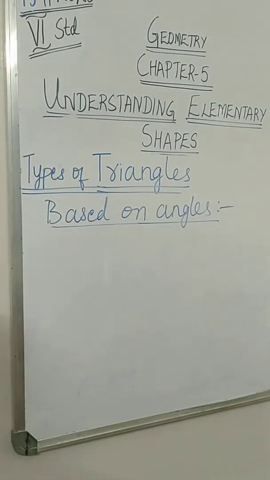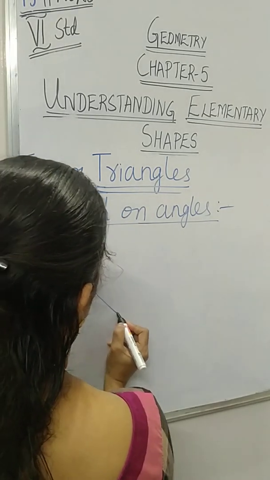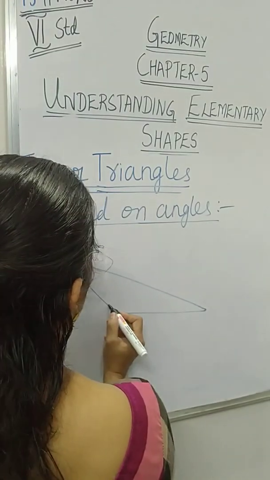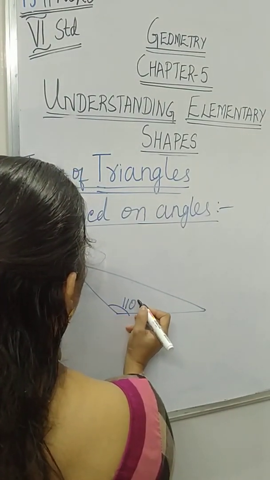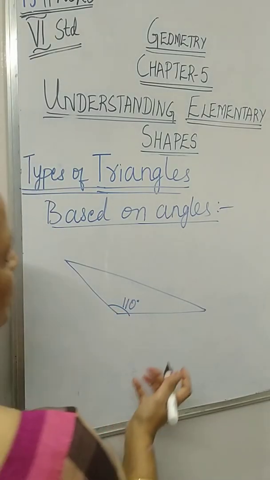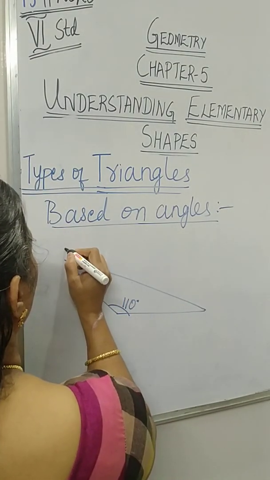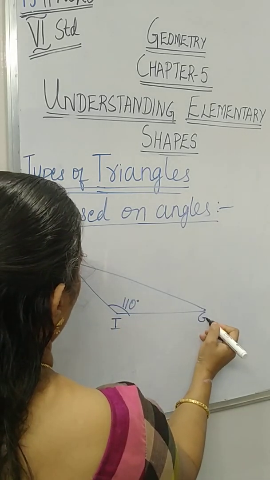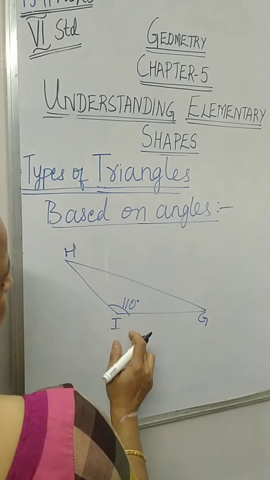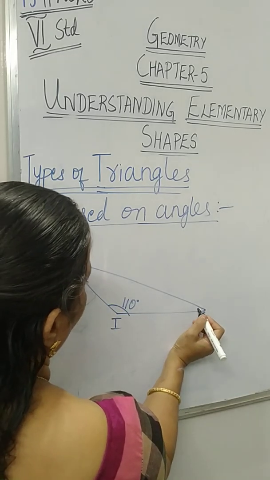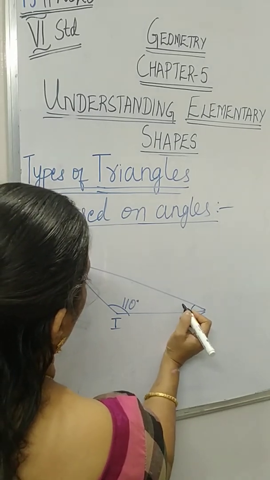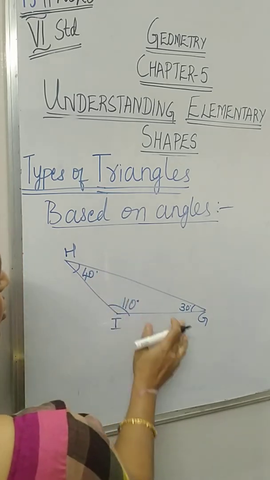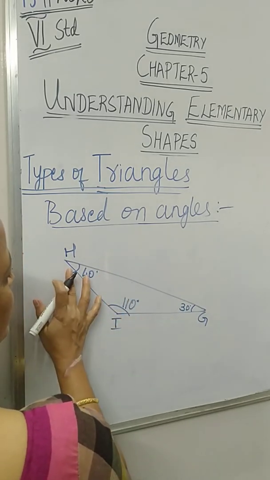Next one we'll see. Look at this angle. Here the angle is 110. Yes, that is more than 90. So, HIG. Okay. Here this angle is 110 degree. What about the other angles? Let us see. If it is 110, this let it be 30. So 140, 180. Okay.